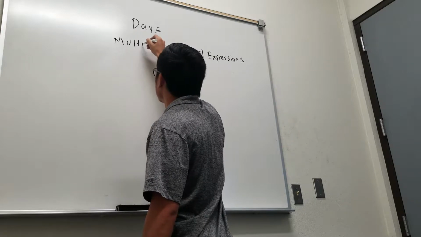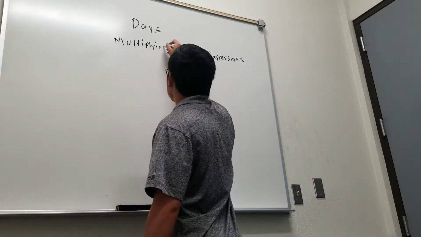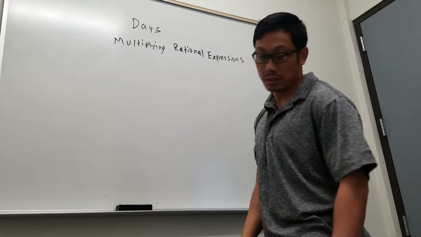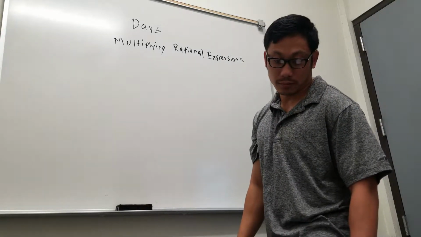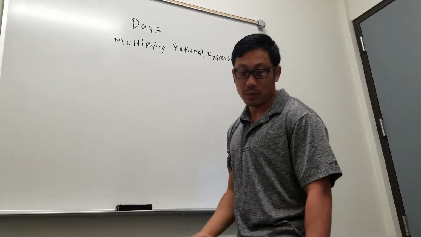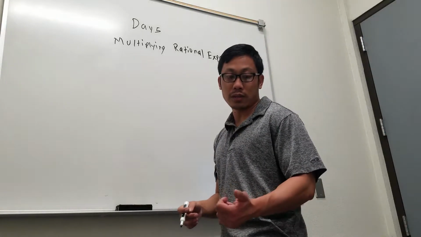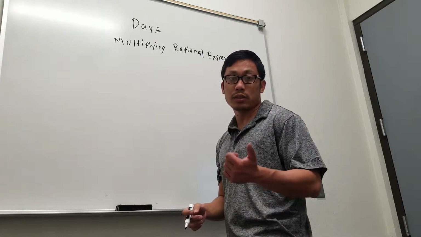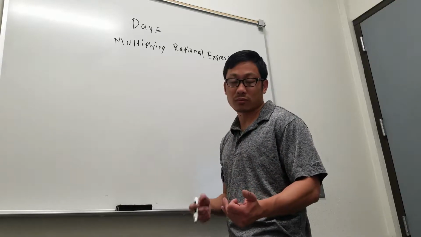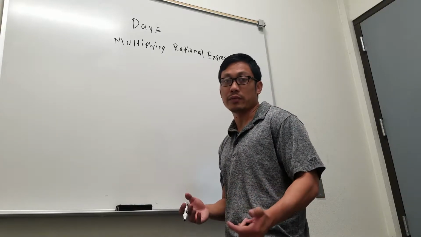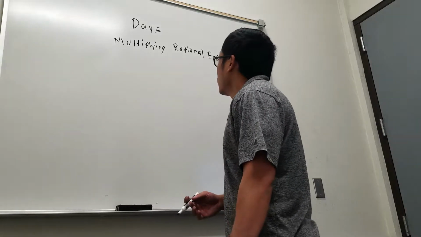Multiplying rational expression. So let's do it. Oh yeah, multiplying and then we have to divide rational expressions. Okay, so we're doing 2 things today. Simplify rational expressions, multiply rational expressions, and then divide rational expressions. So now we're doing multiplying.